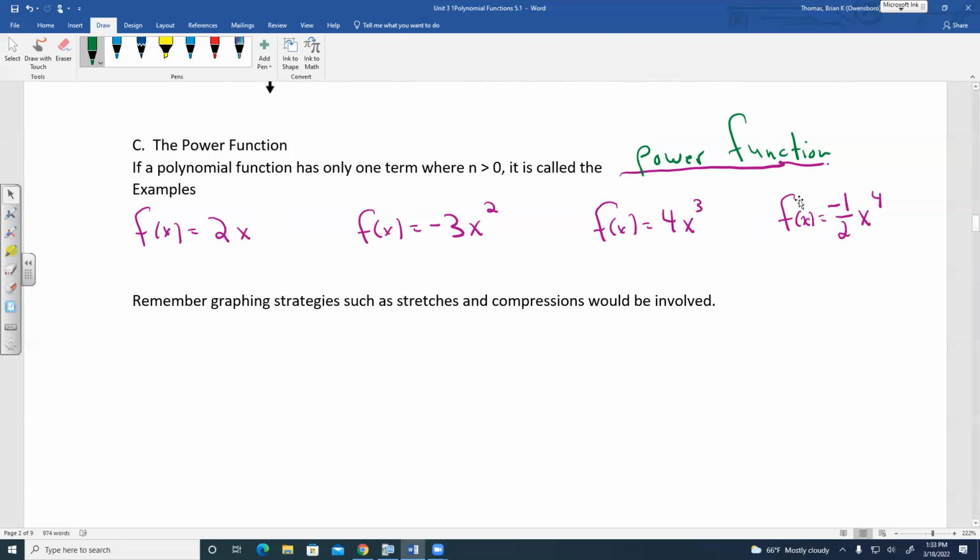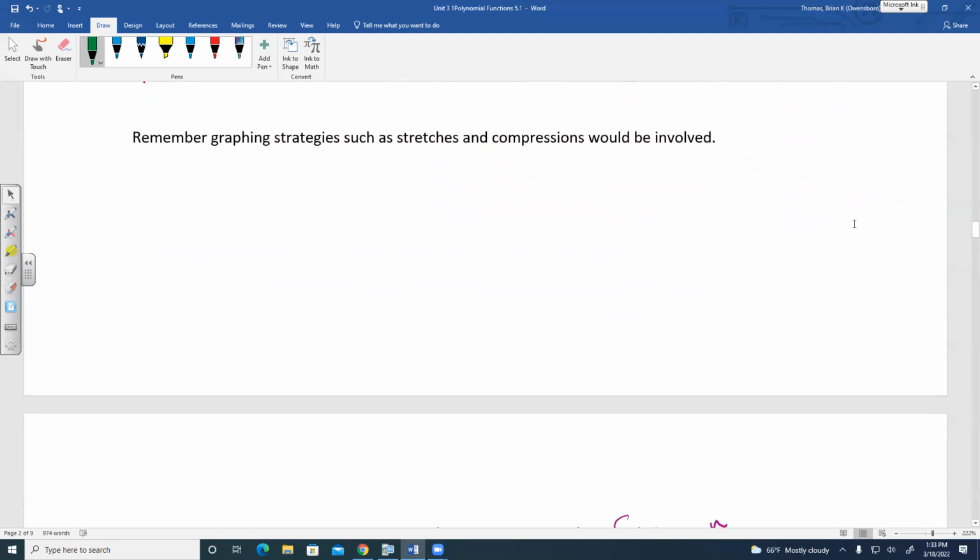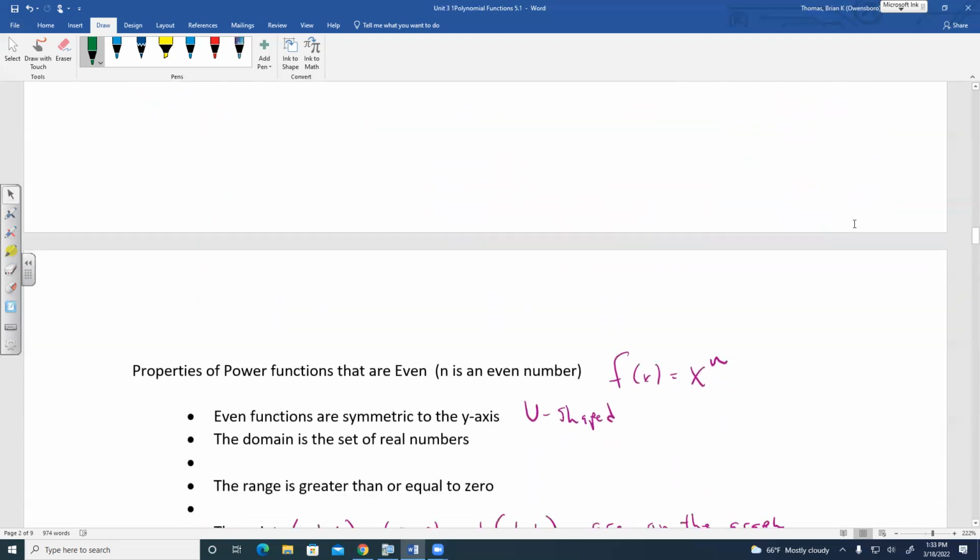But also, the negative 1/2: the negative would make a reflection, and the 1/2 would be a compression. So it has two things going on there, a reflection and a compression.